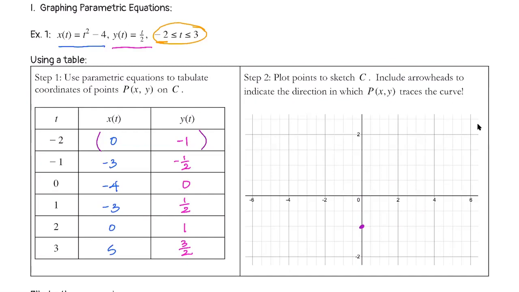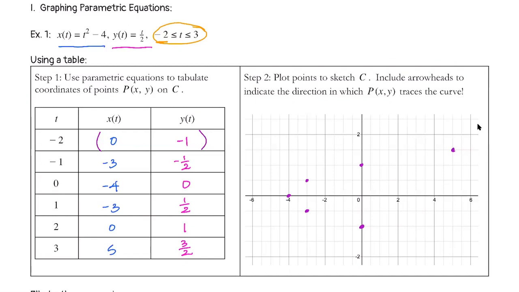So I've got -3, -1/2. I've got -4, 0, -3, 1/2, 0, 1, and 5, 3/2. Okay, so I plotted all 6 points that I had in the table.